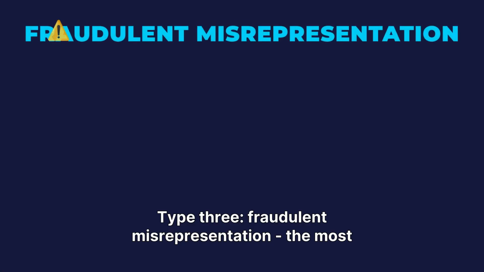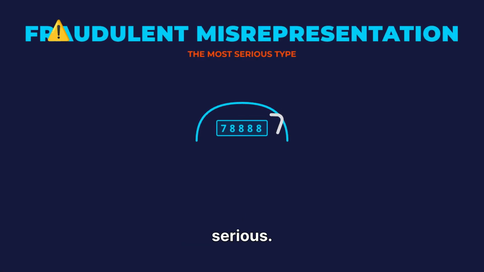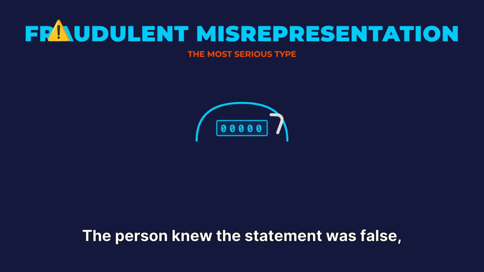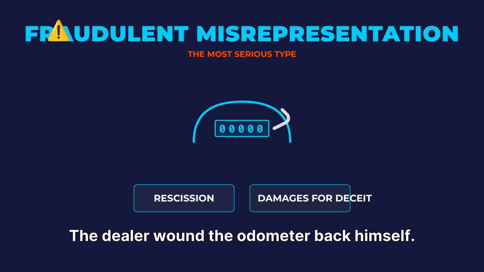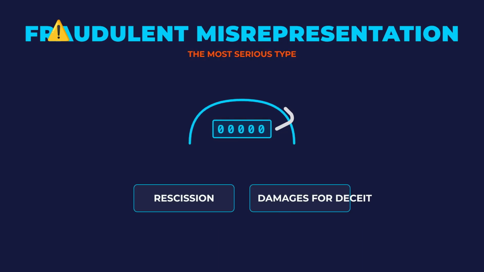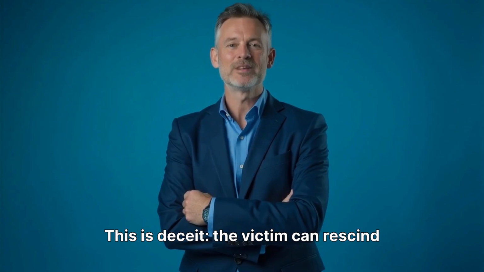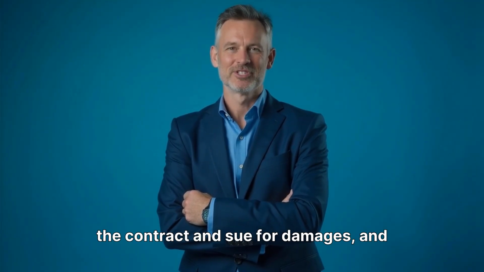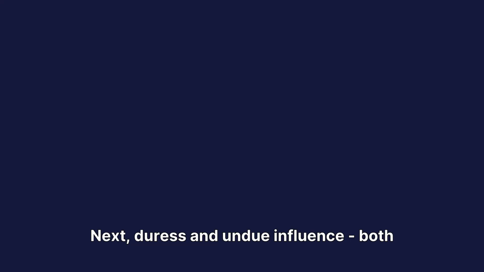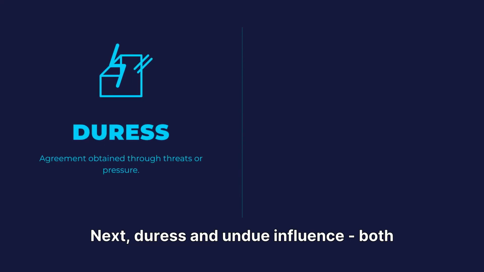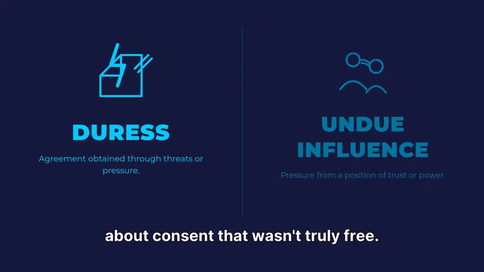Type 3. Fraudulent misrepresentation, the most serious. The person knew the statement was false or made it recklessly, not caring whether it was true. The dealer wound the odometer back himself. This is deceit. The victim can rescind the contract and sue for damages, and the fraudster may face further legal consequences. Next, duress and undue influence, both about consent that wasn't truly free.